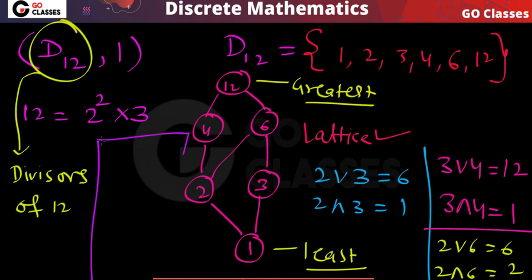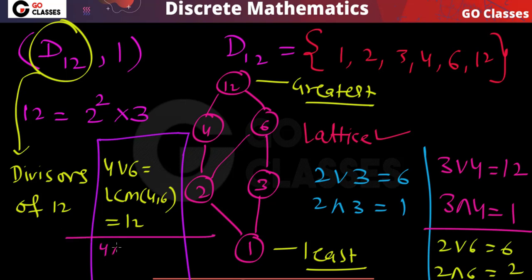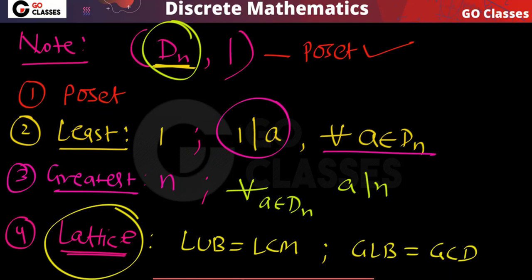So I can say, you can clearly see that for the LUB of any two elements, for example, if I ask you what is the LUB of 4, 6, that will be the LCM of 4, 6. And what is the LCM of 4, 6? That is 12. And if I ask you what is the GLB of 4, 6, that will be the GCD of 4, 6, and the GCD of 4, 6 is basically 2. So this is the idea. So in this poset, this is a lattice. Why? Because for every two elements we have LUB, which is the LCM, and for every two elements we have GLB, which is the GCD.